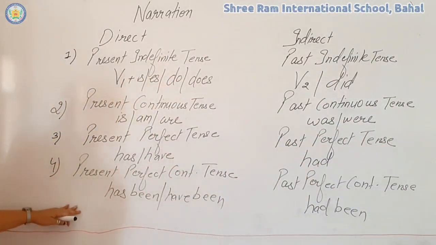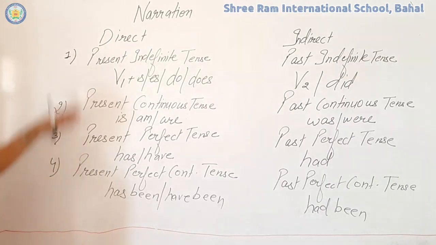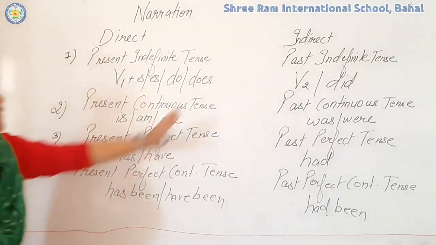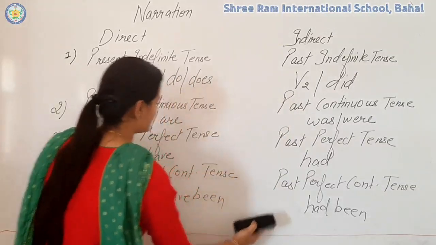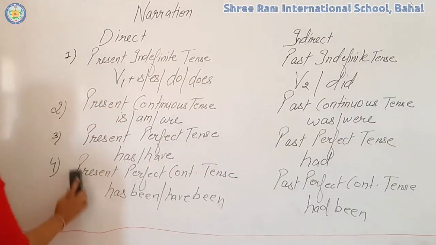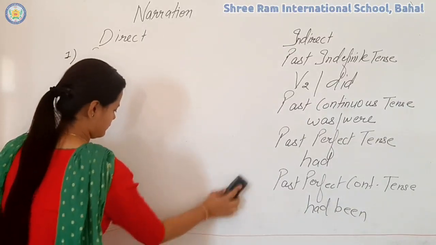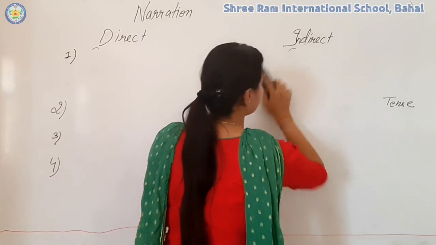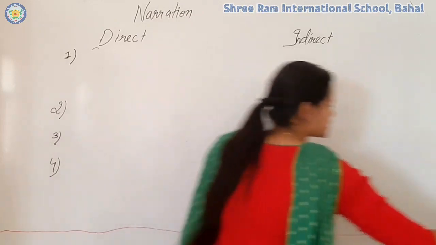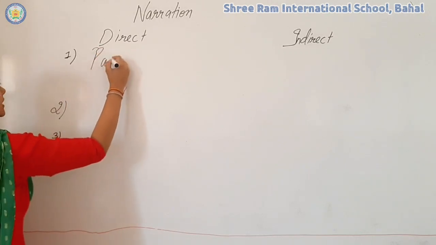So now come to the past tense. If you find the past tense here in direct speech, then what you have to do in indirect? It means now we will write all these past tenses in direct speech. At last I will give you some examples, so it will be very helpful for you for learning this changing of tense.